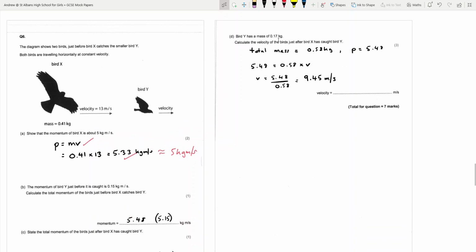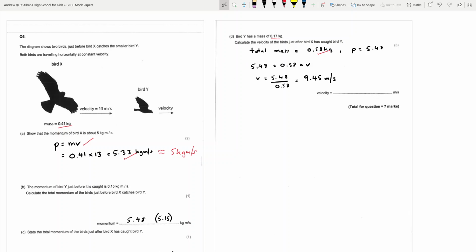And then bird Y has a mass. Calculate the velocity of the birds just after bird X has caught bird Y. So you get 1 mark for working out the total mass because we've got bird Y's mass and we've got bird X's mass. So we're going to add them together to get 0.58. We're taking the momentum that we've had, which is 5.48, and then we put it back into the same equation. Momentum is mass times velocity.